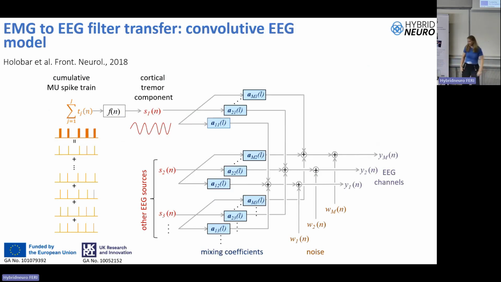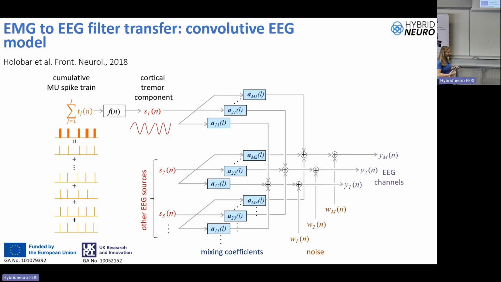So in theory, there was one study made using that proposed approach. In this study, an experiment was made based on an assumption that the cumulative spike train in the tremoric muscle has the same properties as the tremoric EEG component. So we know that the cumulative spike train and cortical tremor component are coupled via some unknown function, and we are trying to exploit this.